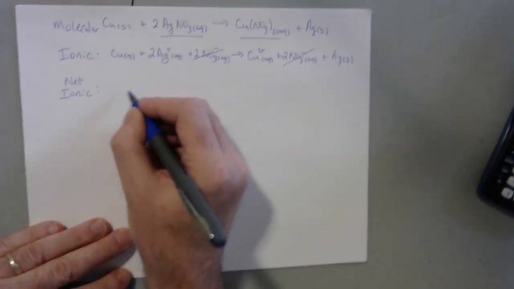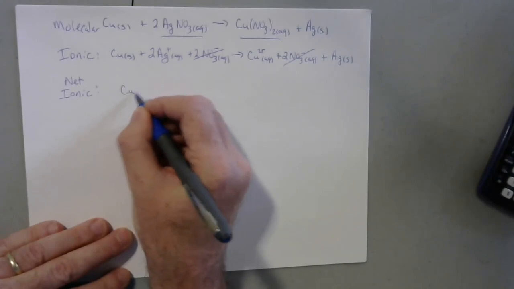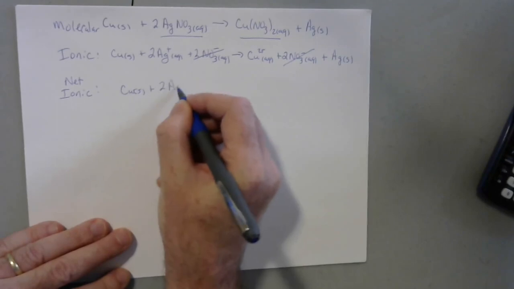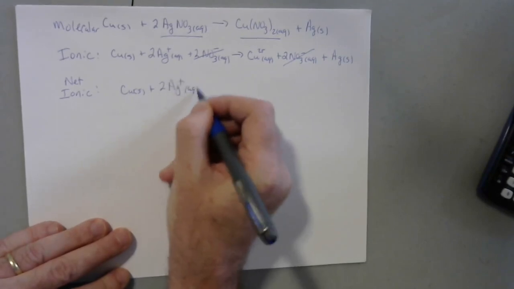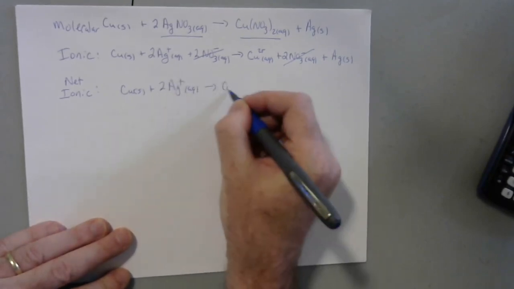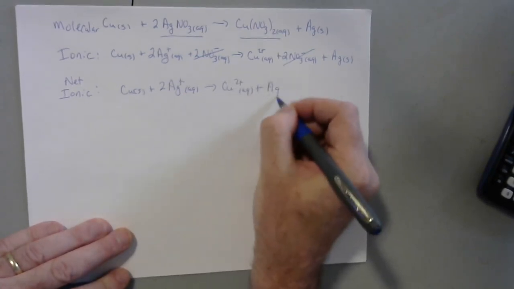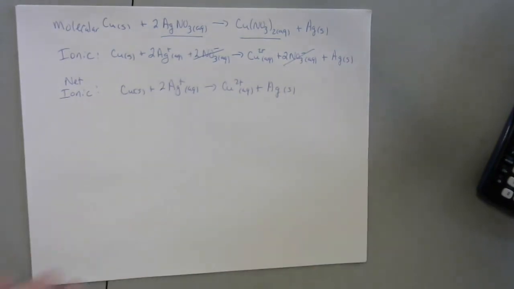And then in the net ionic equation, I'm going to end up with copper solid plus 2 silver ions, reacting to form Cu2 plus aqueous plus silver metal, and that is my net ionic equation. Again, we'll do some of these as we go through the different types of reactions as well.